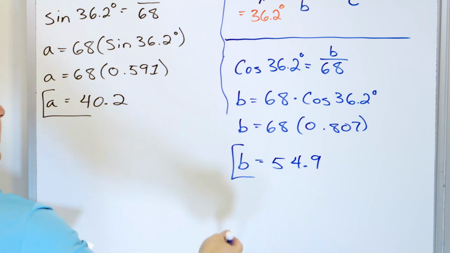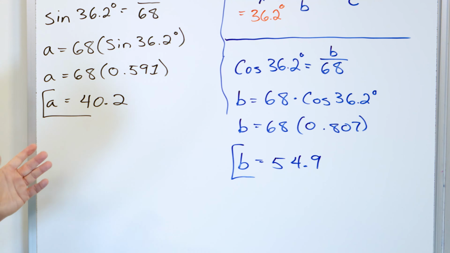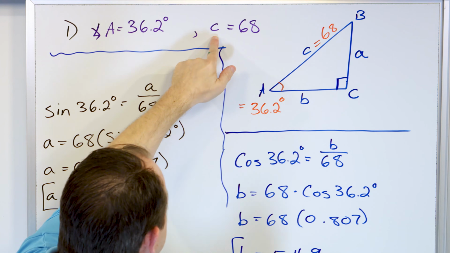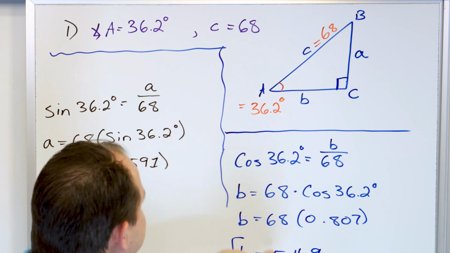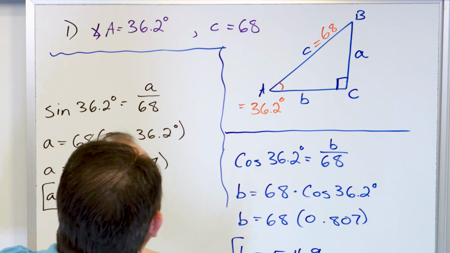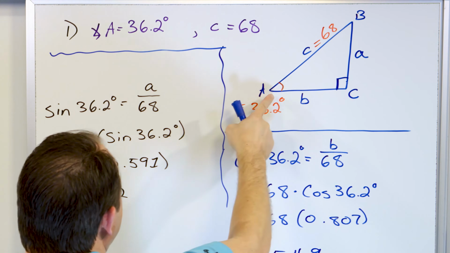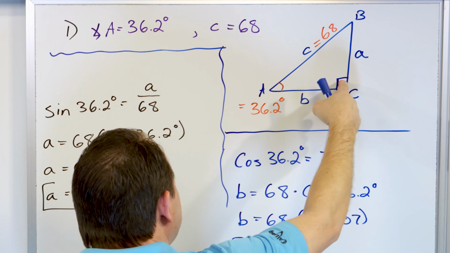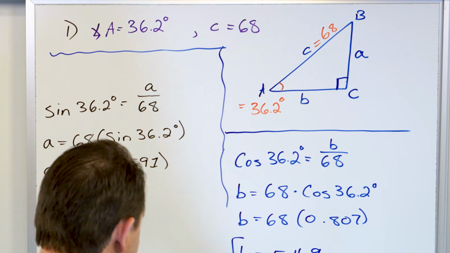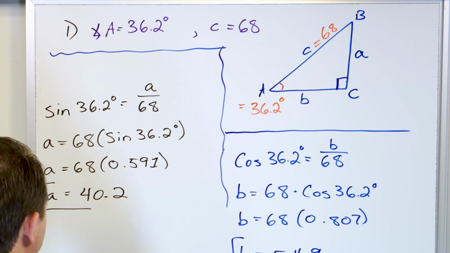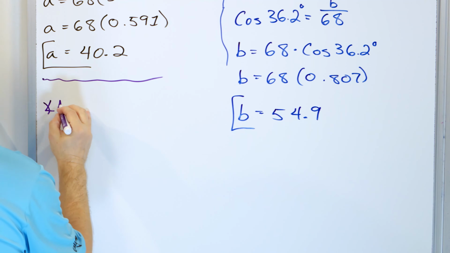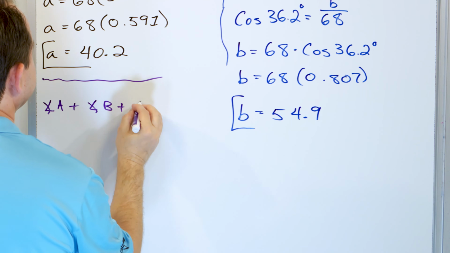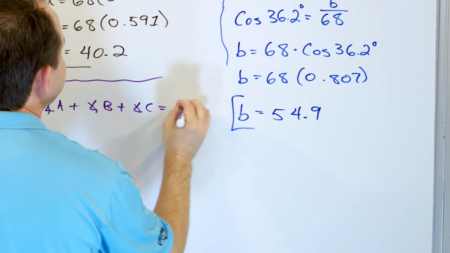And again, if it was in meters, then this would be 54.9 meters. If it was in centimeters, it would be in centimeters. So we're very close, right? Because we already had side C, and now we've solved for side A and for side B. So we know the lengths of sides A, B, and C, and we were given the measure of angle A. The measure of angle C was already given as 90 degrees because it's a right triangle. So really, we only have one more angle that we need. And so what we can write down is that the measure of angle A plus the measure of angle B plus the measure of angle C has got to equal 180 degrees for any triangle.